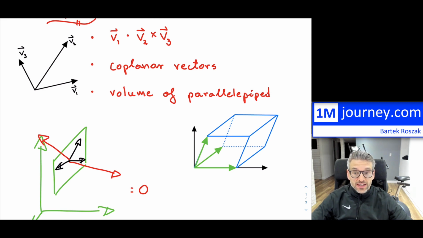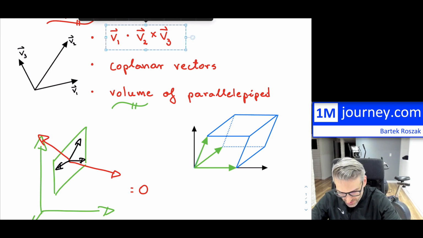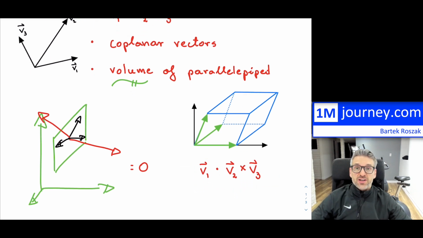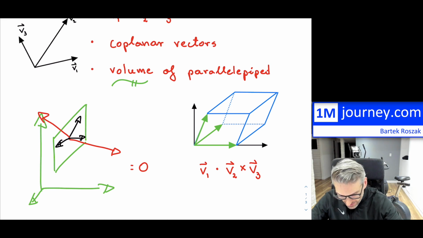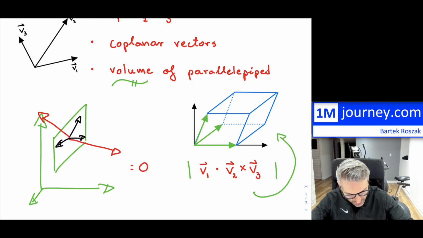Now, if you want to find its volume, what it turns out to be is, if you take these three vectors, I'm going to duplicate it. So let's assume that those are the vectors. If you perform the actual triple scalar product, and because it's a volume, we would take the absolute value of it, this would actually give us the volume of this.